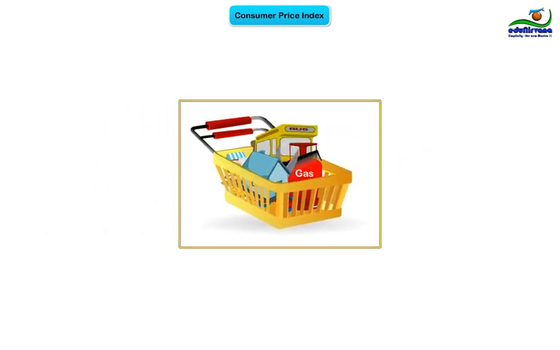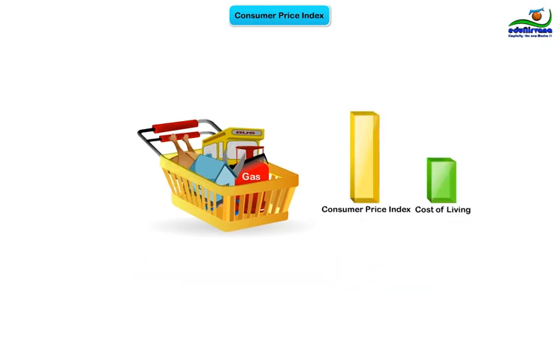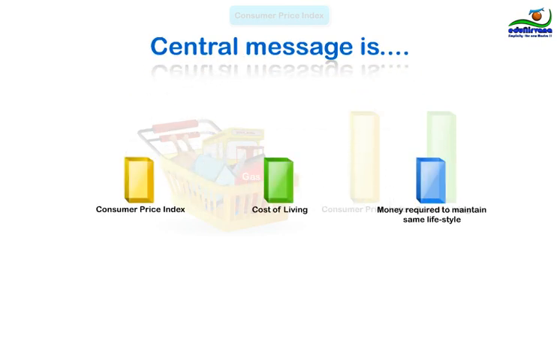The composition of the CPI basket is determined by the value of what is consumed in the country. The larger the value of total consumption of a good or service, the larger the weight in the basket. This index is used to monitor changes in the cost of living over time. And one central message that I want to give you through this discussion is that when the CPI rises, the typical consumer has to spend more money to maintain the same standard of living.